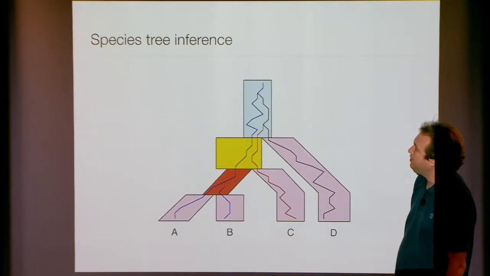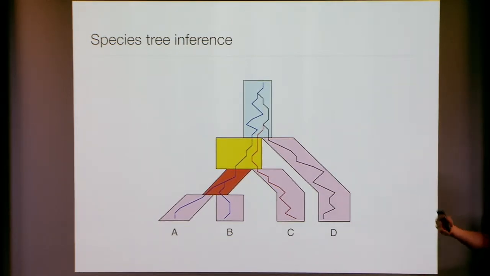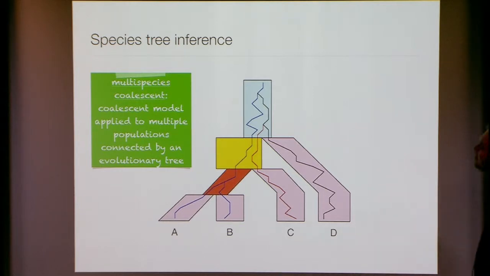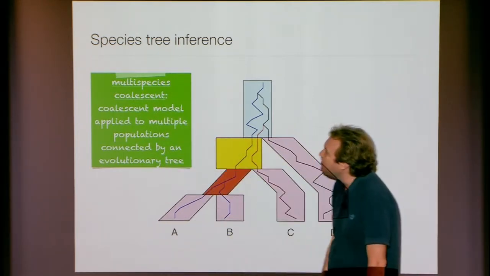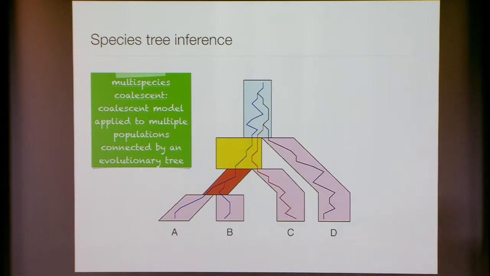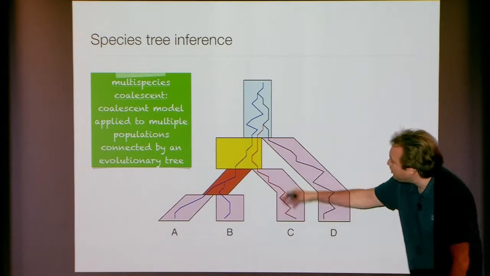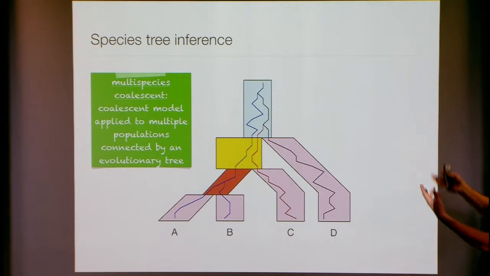Now, in order to do this in a principled statistical way, I have to model the distribution of these different gene trees to be able to take that into account. And as was said before, the natural model used in this literature is called a multi-species coalescent. And a multi-species coalescent is very simple, right? In each population, you're doing a coalescent, and you join them together in this tree.